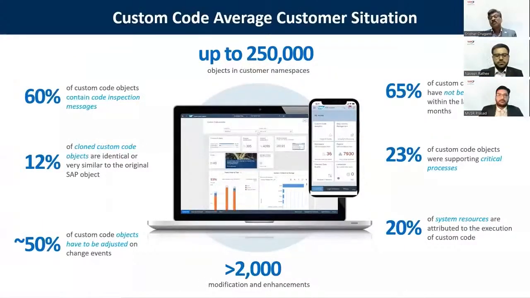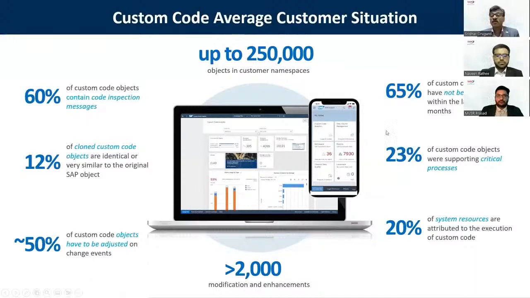Before we get there, we all know that SAP as an ERP system, and many products from SAP, have a lot of custom code that has been written by multiple customers over the last 4 to 5 decades. These are a few statistics that we gathered from various surveys conducted by industry experts, and these are very overwhelming custom code related statistics. Up to 250,000 objects exist in various customer namespaces. So these are pretty big in nature. Many custom objects exist.